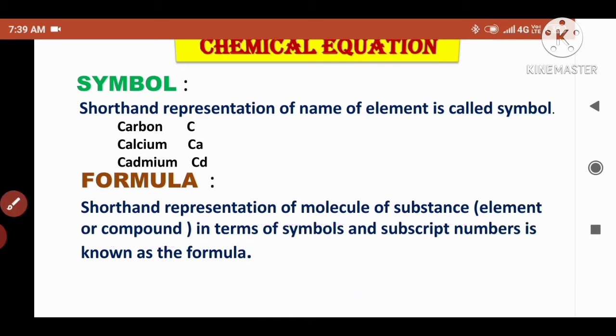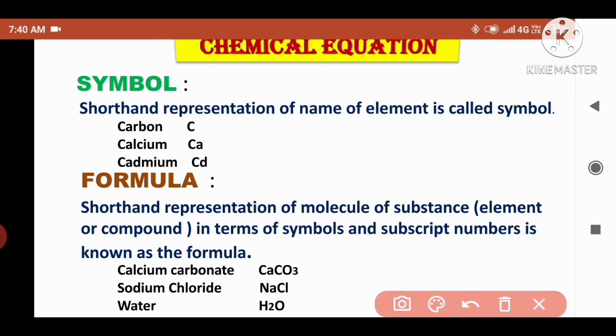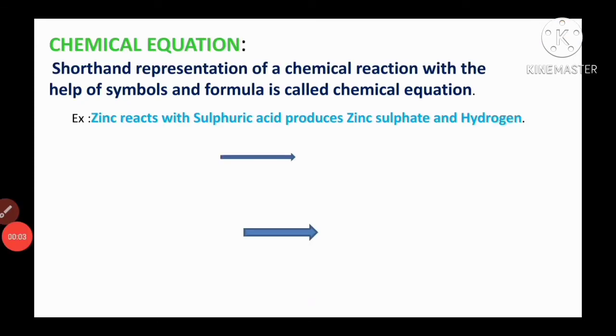So let us consider some formulas. The first example is calcium carbonate, CaCO3. This is the formula for calcium carbonate. Sodium chloride, NaCl, is the formula for sodium chloride. H2O is the formula for water. The shorthand representation of these compounds by using symbols and subscript numbers is called a formula. The shorthand representation of a chemical reaction with the help of symbols and formulae is called a chemical equation.